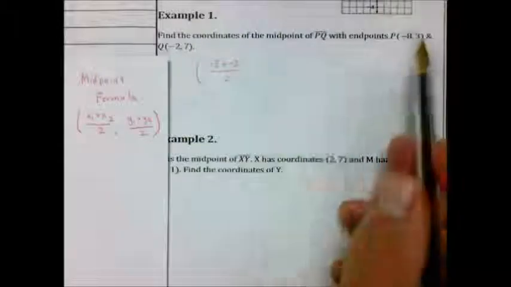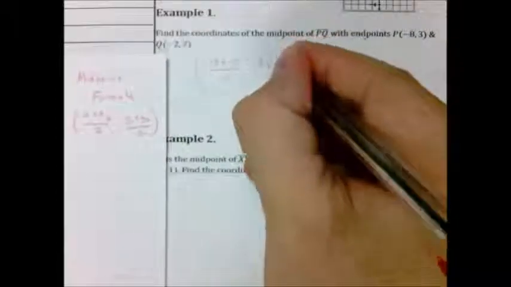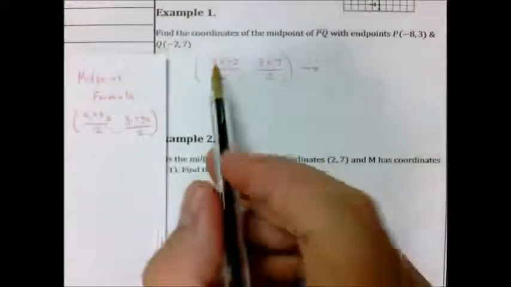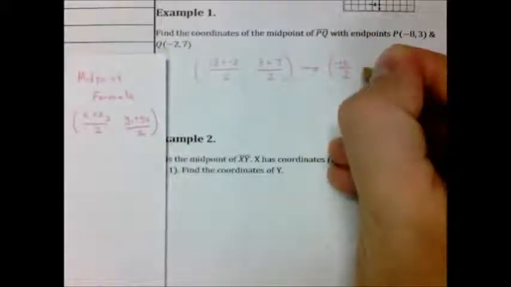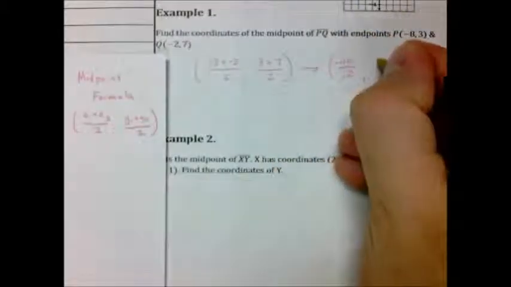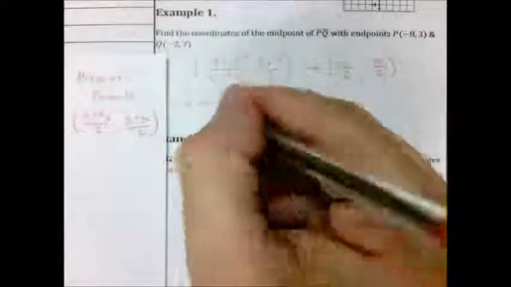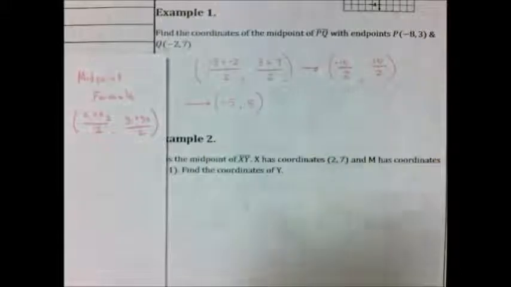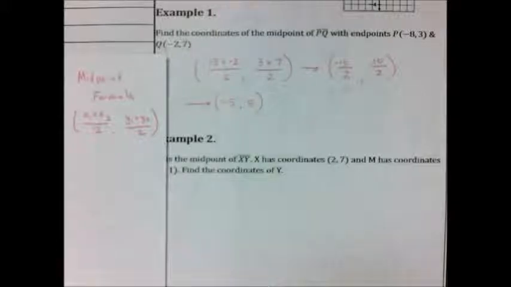And then for the y's, we have y1, which is 3, plus the y2, which is 7, and divide that by 2. Now this is just solving algebraically, right? -8 plus -2 is -10, divided by 2 still. And the y's, 3 plus 7 is 10, divided by 2. -10 divided by 2 is -5, and 10 divided by 2 is 5. So the coordinates of the midpoint of this line are -5, 5. And that's all you do to solve for the midpoint of a line.